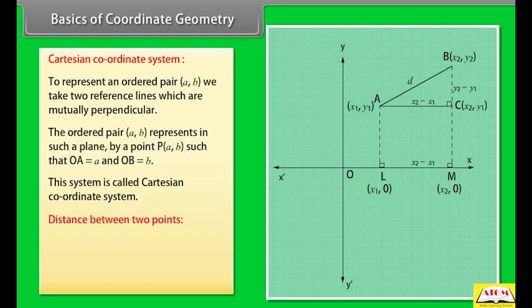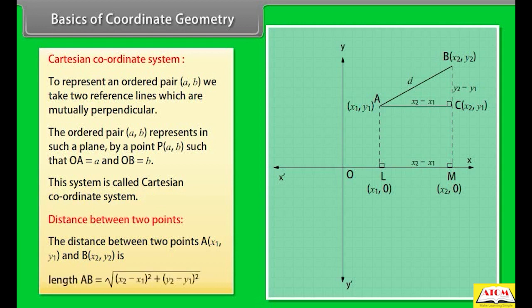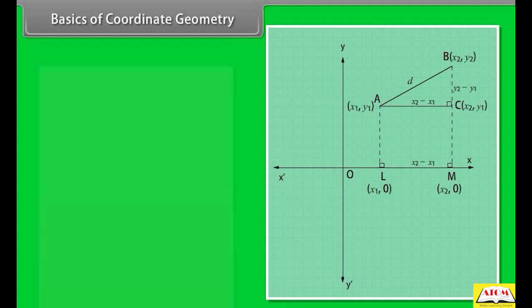Distance between 2 points. The distance between 2 points A(x1, y1) and B(x2, y2), length AB, is equal to square root of (x2 minus x1) square plus (y2 minus y1) square.